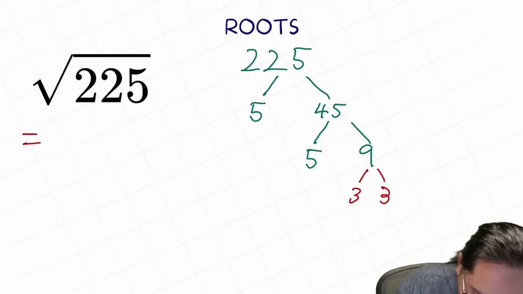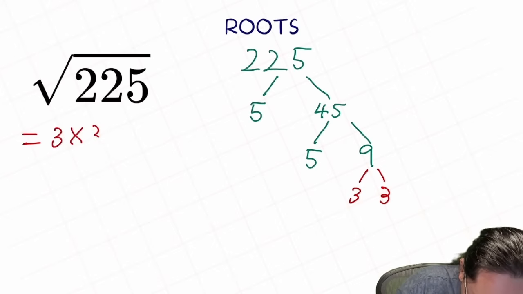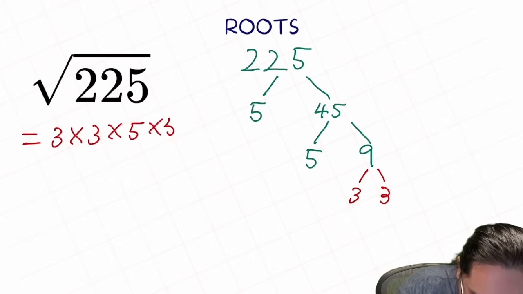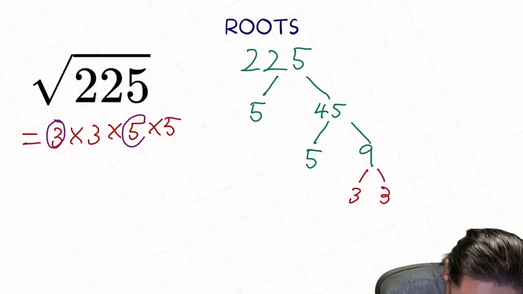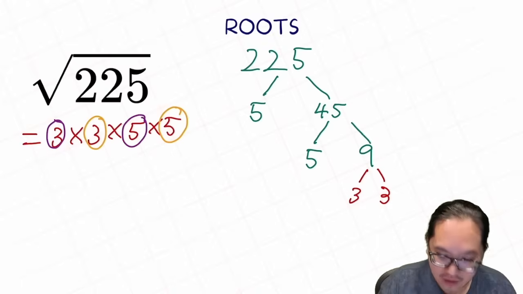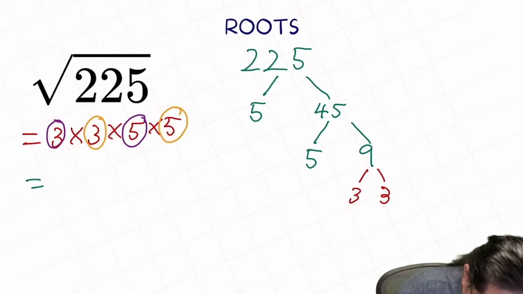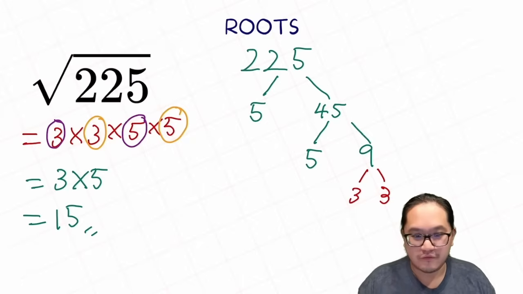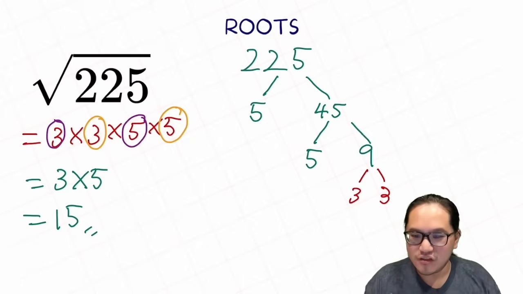So 225 is just equal to 3 times 3 times 5 times 5. We want an even split, right? So if we split it evenly, we have a 3 and a 5 for one part. The other part is also 3 times 5. And we only need to calculate one, right? So it's just 3 times 5, which is equal to 15. And that will be our root for 225. Okay? Just a lot of practice.